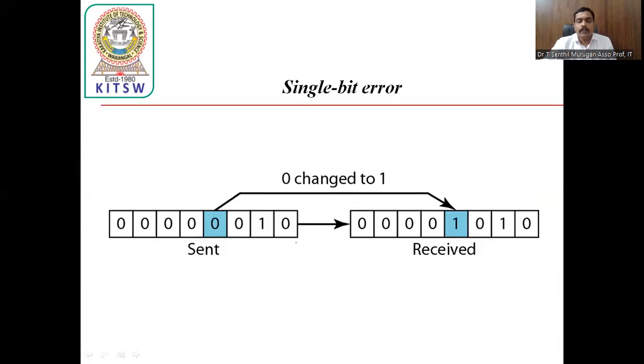See here in this data stream, initially the sender sent the data stream 00000010. But the receiver received the data stream 00001010. It was sent as 00000010, but here it is received as 00001010. So this bit is changed. Because of that, we identify that one bit is in error. Consider it a single bit error.